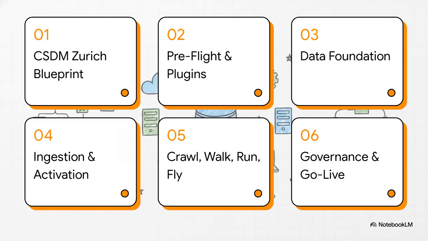Treating it like just another one-time software installation, that's honestly the first mistake a lot of teams make. To make this easy to digest, we're breaking this highly technical 27-step runbook into 6 logical phases: the CSDM Zurich blueprint, pre-flight checks and plugins, building the data foundation, safe ingestion and activation, the crawl, walk, run, fly stages, and finally, governance and going live.